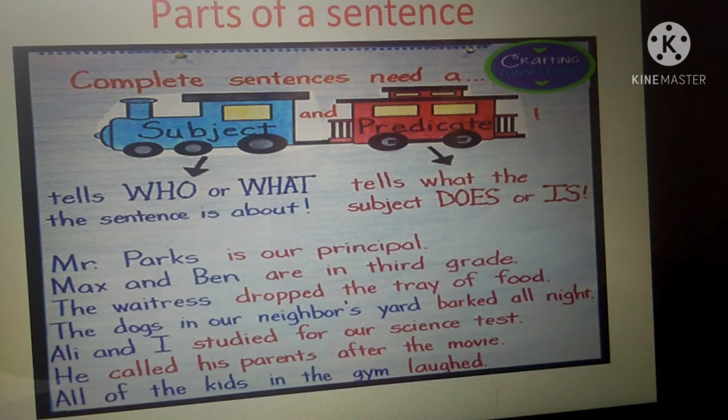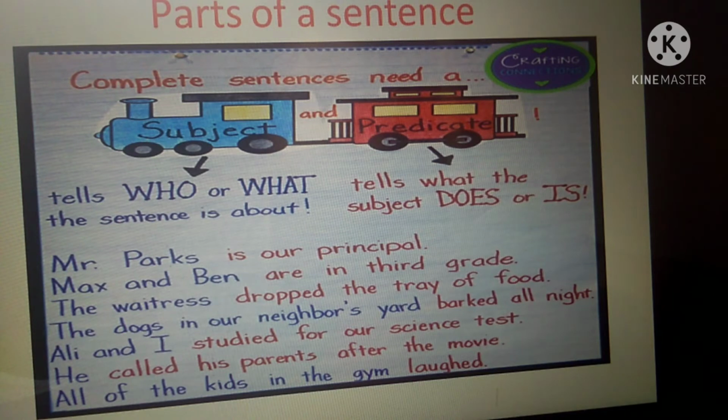Max and Ben are in 3rd grade. Now here whom are we talking about? That is Max and Ben. And what are they doing? Where are they? They are in the 3rd grade. So "are in 3rd grade" is the predicate. The waitress dropped the tray of food. Now whom are we talking about? That is the waitress. So the waitress is the subject, and what she did? She dropped the tray of food. So "dropped the tray of food" is the predicate.